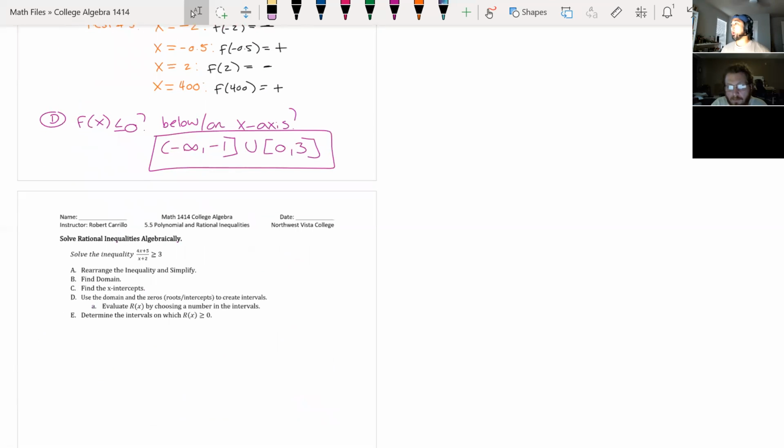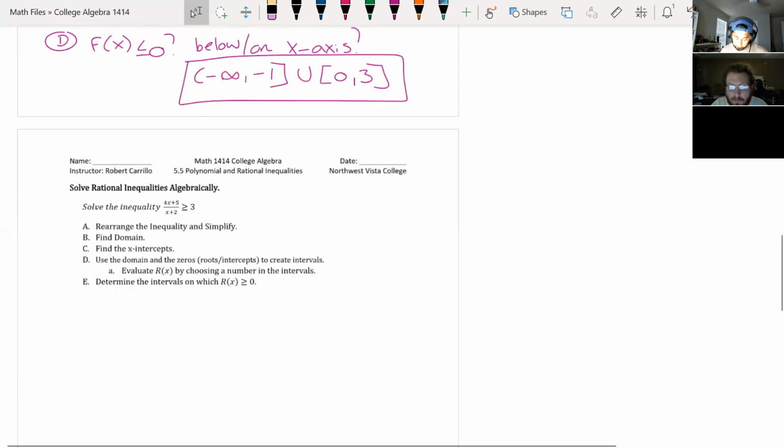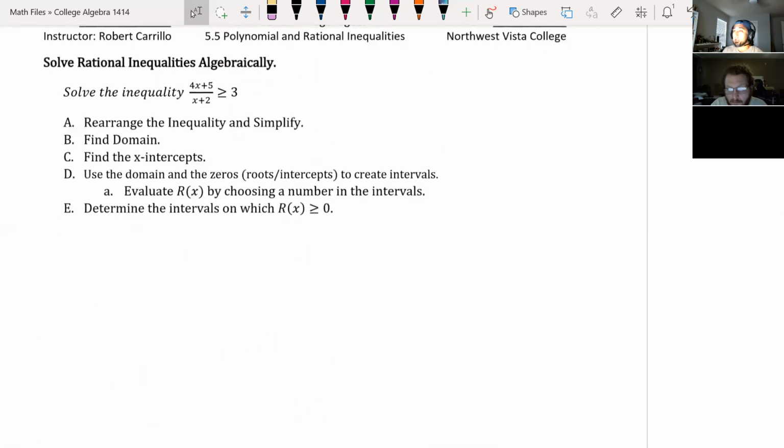Now, let's try it with a rational function. Just like polynomials, we can solve rational inequalities by graphing and algebraically. First, what we're given is (4x + 5)/(x + 2) greater than or equal to 3. So what we're going to do here is rearrange the inequality and simplify. When I say rearrange, we need to put everything on one side. So we're going to take that 3 and move it to the left.